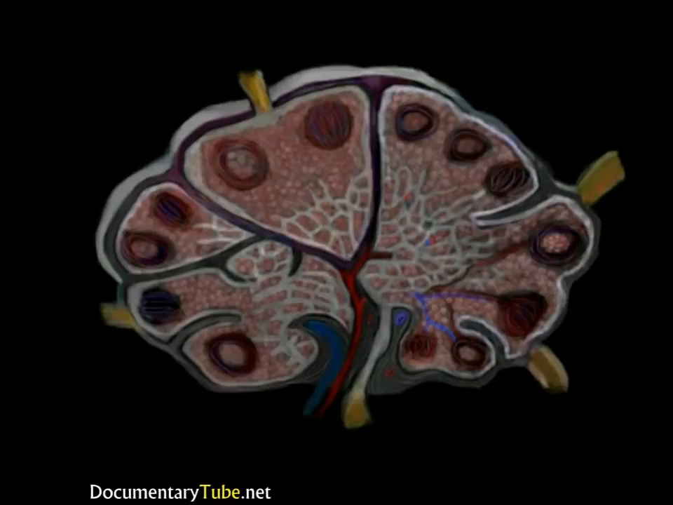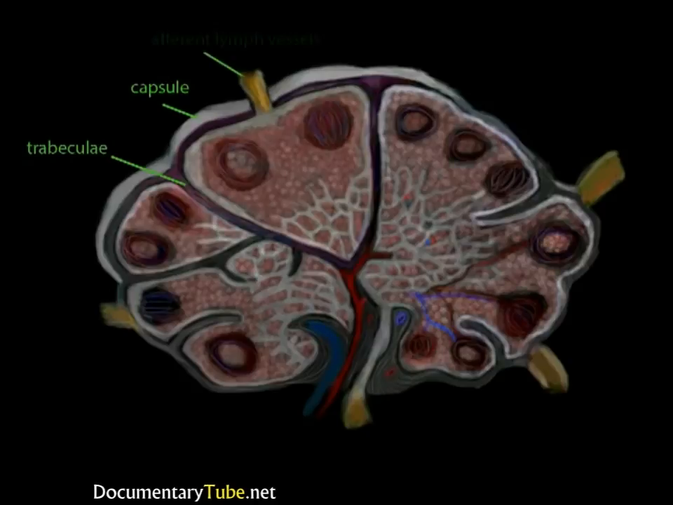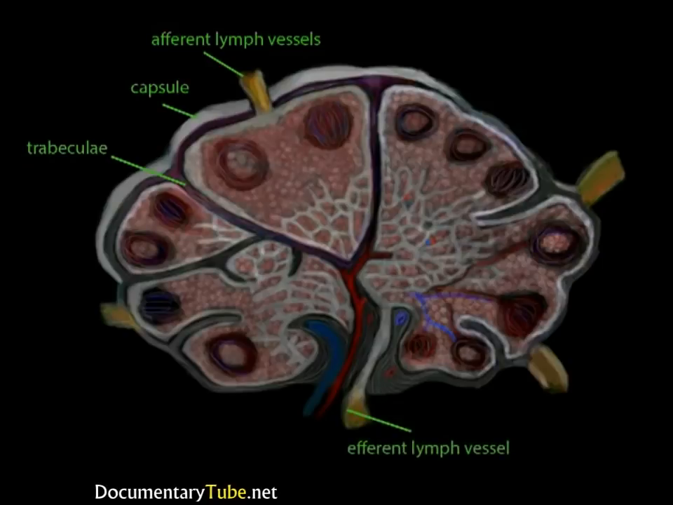The spleen is roughly the size of a clenched fist. Unlike lymph nodes, however, the capsule or outer cover of the spleen contains smooth muscle tissue. Extensions of this capsule, called trabeculae, make up the skeleton of the node. The lymph nodes are fed by several afferent lymph vessels. However, lymph exits through just one efferent lymph vessel.